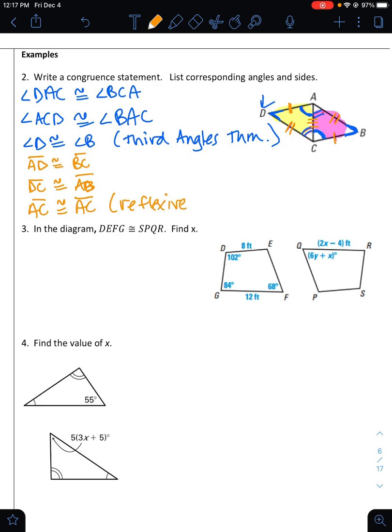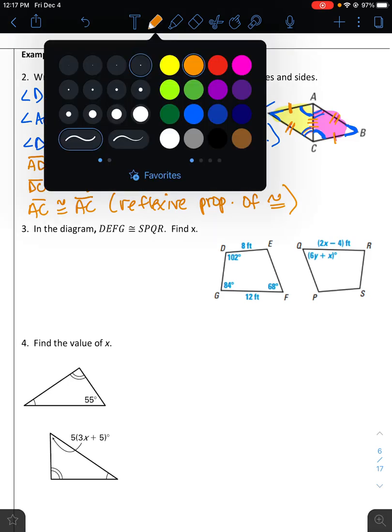So let's write that out. We will see that a lot this unit. Reflexive property of congruence. So whenever there's not a marking provided, I need to write down how I came up with that. So that's why I wrote that down for third angles theorem and reflexive property. Okay, write a congruent statement.